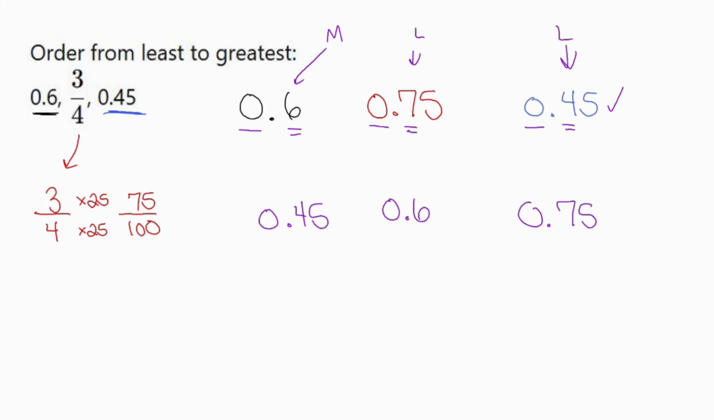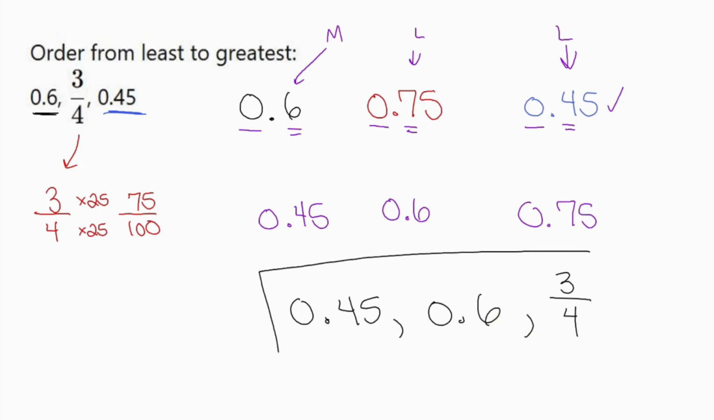Now, before we circle this and call this a day, what I want to do is turn things back into their original form. 75 hundredths was originally the fraction 3/4. So I'm going to turn that back. Everything else was a decimal, so I'm going to write out 45 hundredths, comma, 6 tenths, comma, 3/4. And those are my numbers from least to greatest.